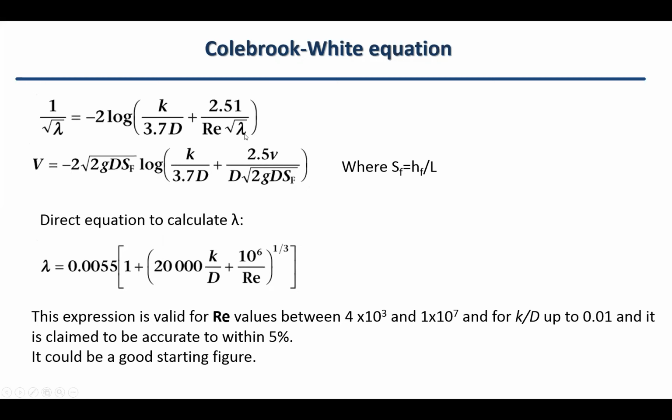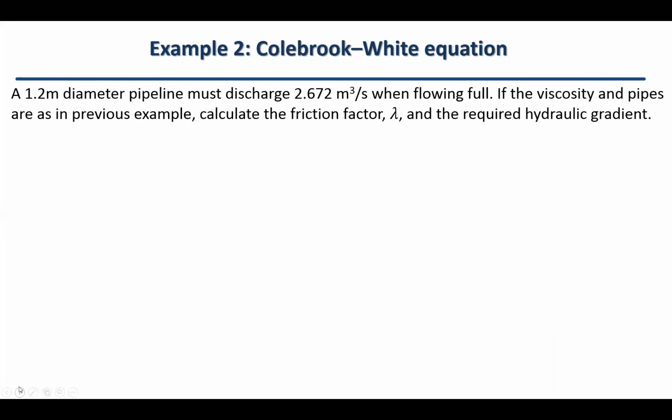To have a first estimation, there's an equation written here. It's the estimated value for lambda, which is valid for Reynolds values between 4,000 and 1 million, and relative roughness of 0.01, and claimed to be accurate within 5%. So for a starting point, we can use this equation. Let's look at one example of how we go ahead.